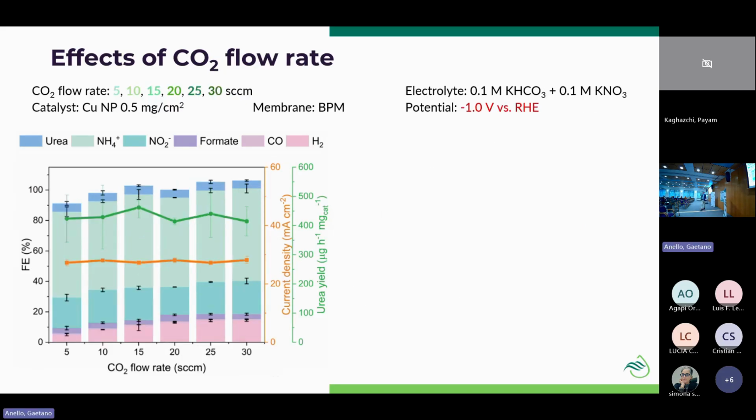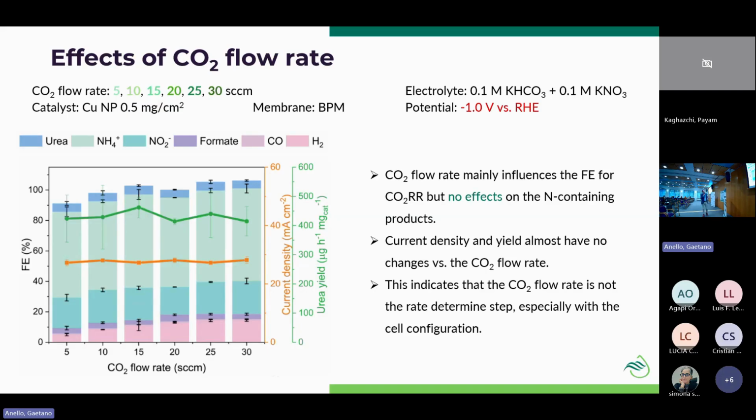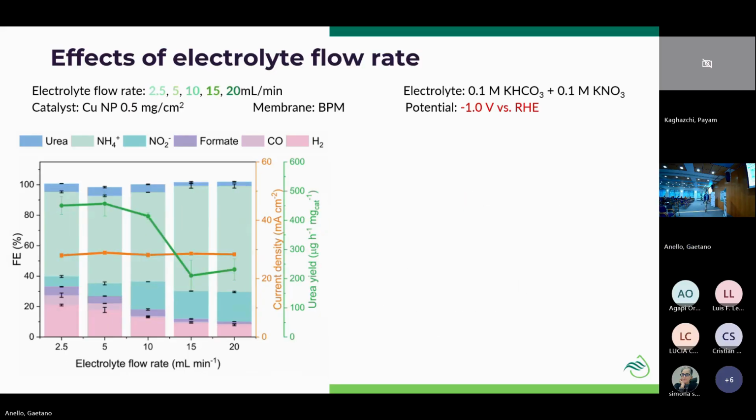Same for CO2 flow rate, right? And the CO2 flow rate is actually less spectacular. You see almost no change with different CO2 flow rates. So, different CO2 inlet flow rates in our electrolyzer don't affect the urea Faraday efficiency too much. That means that basically our CO2 flow rate is not that important for the actual CN coupling.